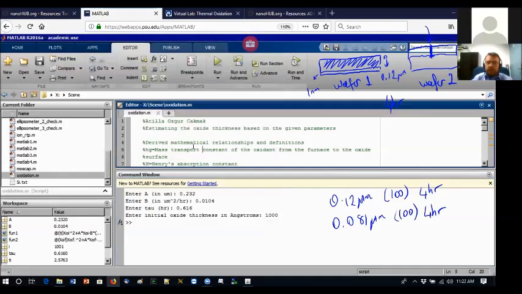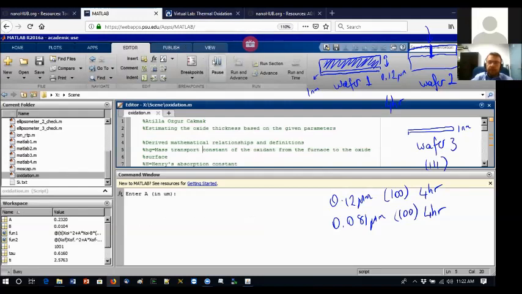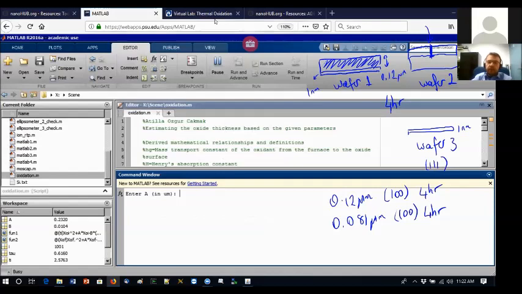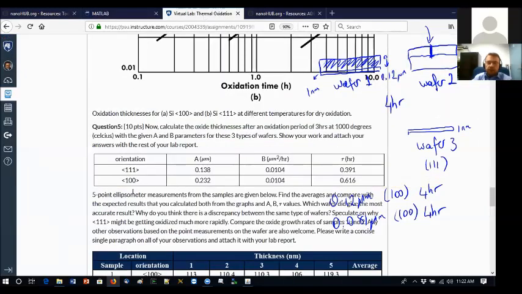Okay, now let's close it again. We will run it for the last time. I will do a third wafer, wafer 3, with another native oxide of 1 nanometer. But this time it's going to be a 111 wafer. Okay, so let's run the code. It's going to ask us the A, B, and tau parameters.